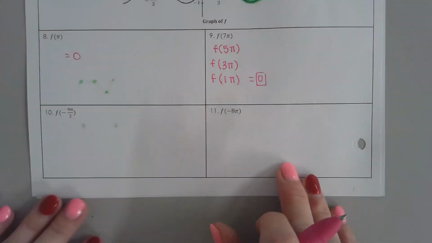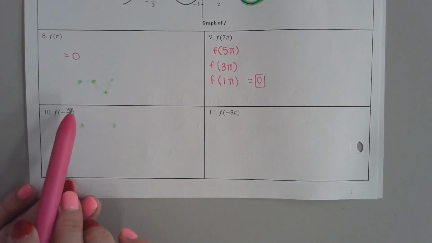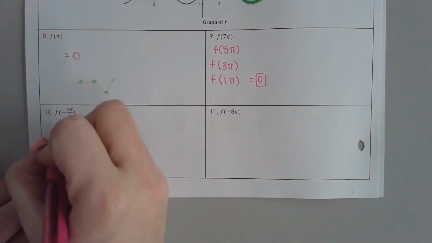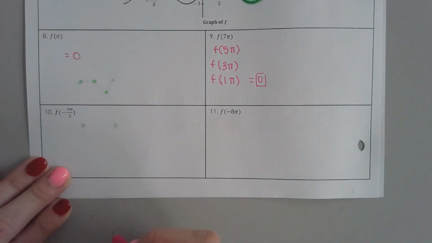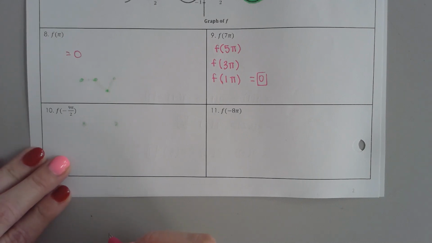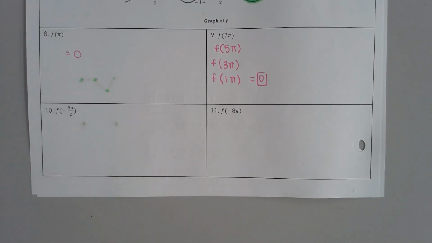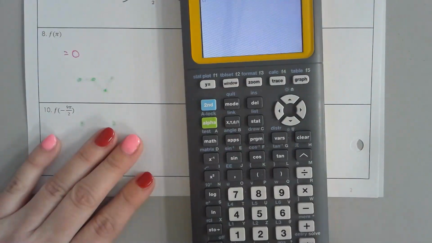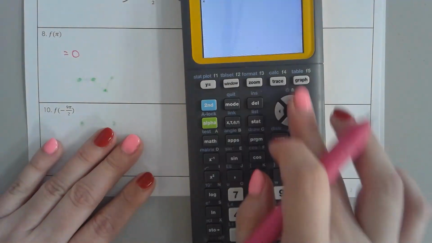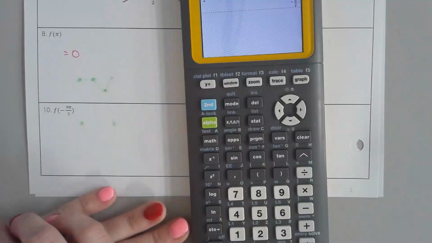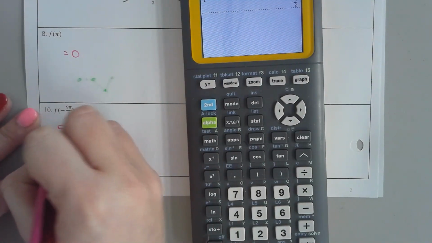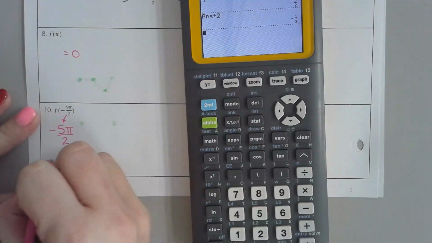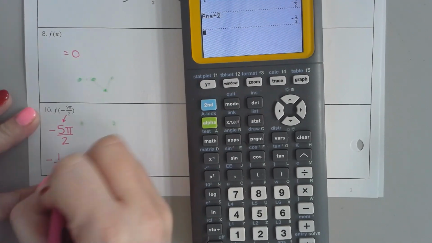Number 10, f of negative 9 pi over 2. If you're adding negative 9 over 2, let me show you in your calculators. Negative 9, I'm going to leave off the pi. Negative 9 over 2 plus 2 is negative 5 over 2. Plus 2 is negative 1 over 2. 1 pi over 2.